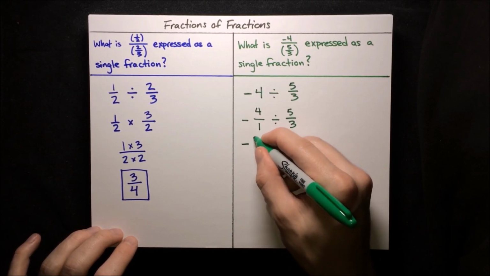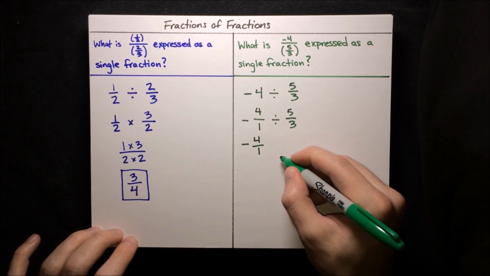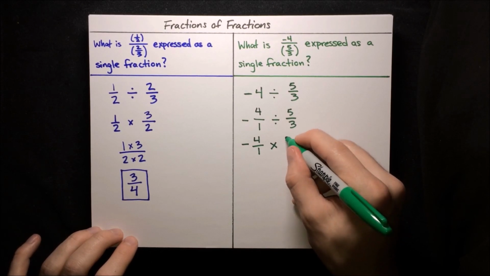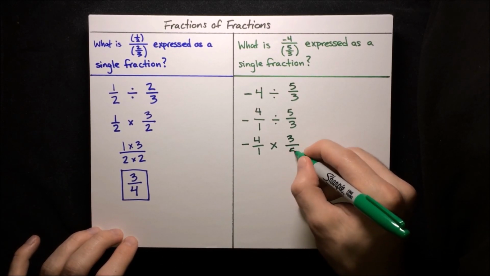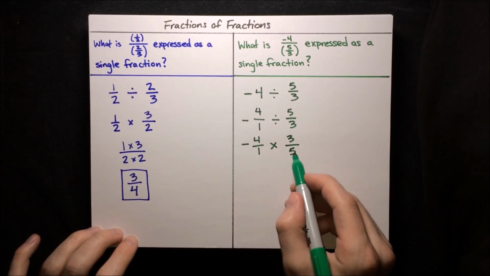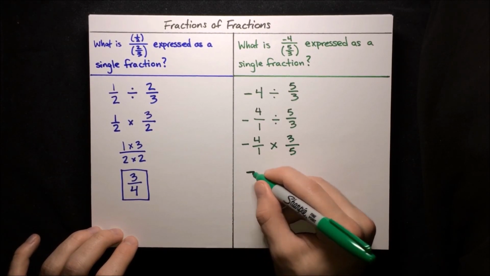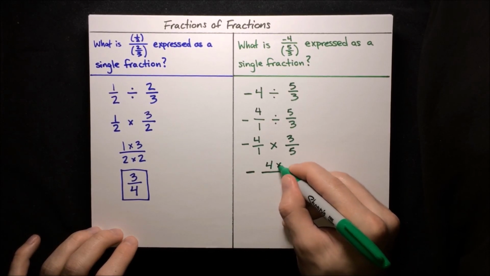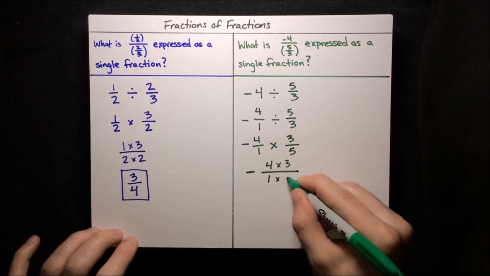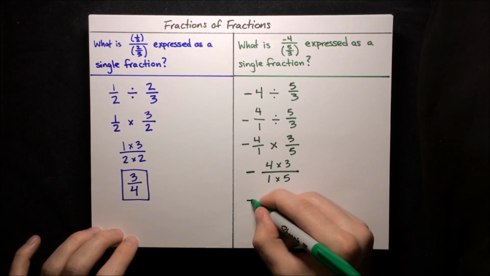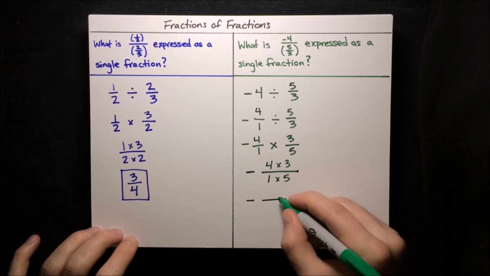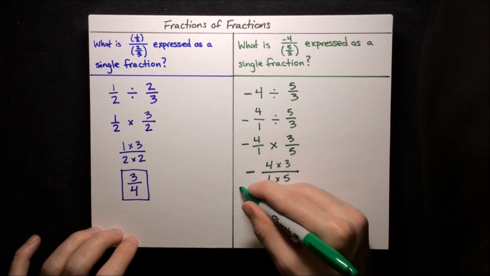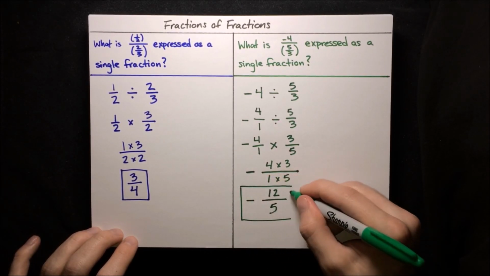Keep the first fraction the same, -4 over 1, but then multiply by the reciprocal of the second fraction. So flip that second fraction, switch the numerator and denominator, so we've got 3 over 5, and we've got a negative times a positive, so the result is going to be negative. The result will be a fraction, and we just multiply straight across. 4 times 3 in the numerator, and 1 times 5 in the denominator. So negative, let's just go ahead and evaluate this. 4 times 3 is 12, and 1 times 5 is 5. So -12/5. That is our result.